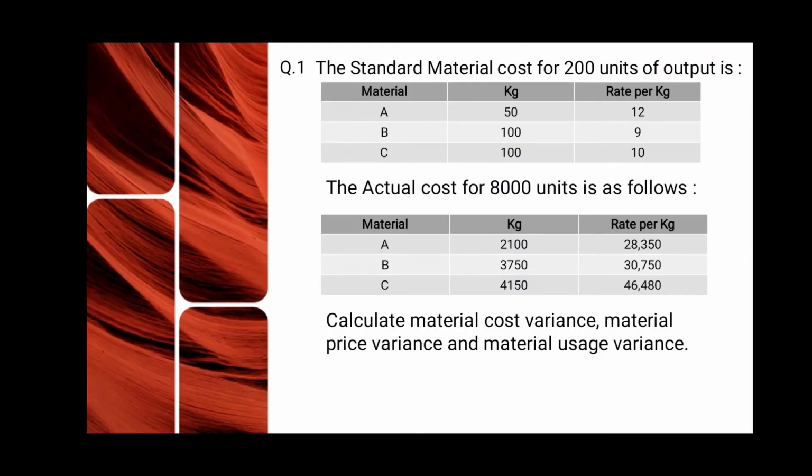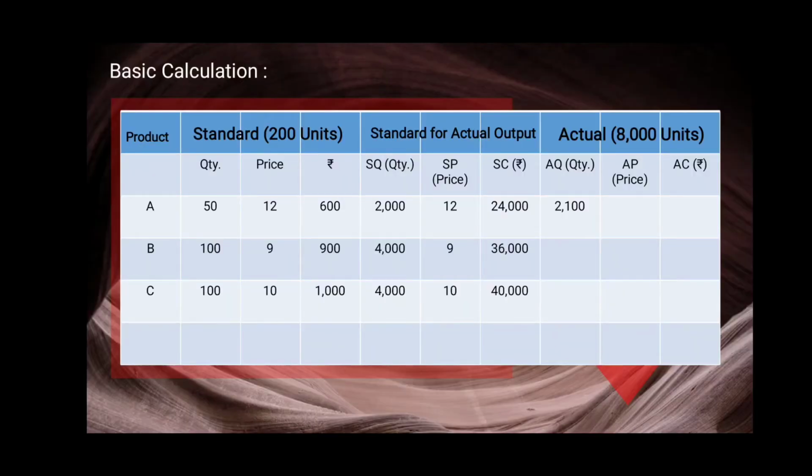Next, actual cost information is given in the second table. For material A, 2,100 is the kg. Rate per kg is 28,350. So we'll record actual quantity as 2,100 and actual cost amount is given as 28,350. So by dividing 28,350 by 2,100, actual price will be 13.50.